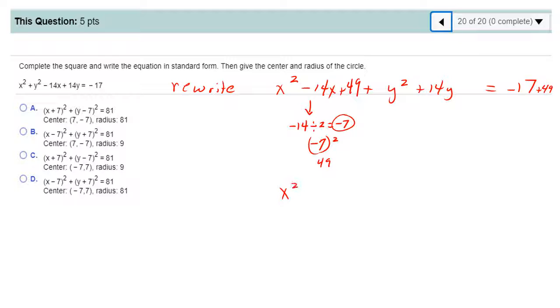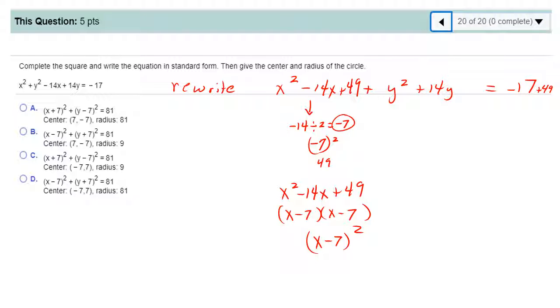So basically now what I have is x squared minus 14x plus 49, which will factor as x minus 7, x minus 7. Negative 7 times negative 7 is 49, which is x minus 7 squared. That's exactly what I need.